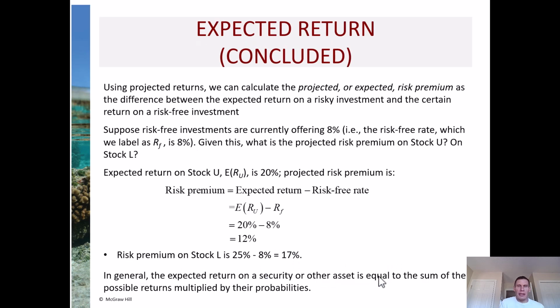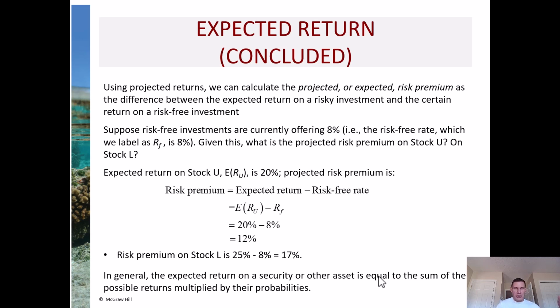Using projected returns, we can calculate the projected or expected risk premium as the difference between the expected return on a risky investment and the certain return on a risk-free investment. Suppose risk-free investments are currently offering 8%, which we call the risk-free rate, labeled R sub F. Given this, what is the projected risk premium on stock U or on stock L?